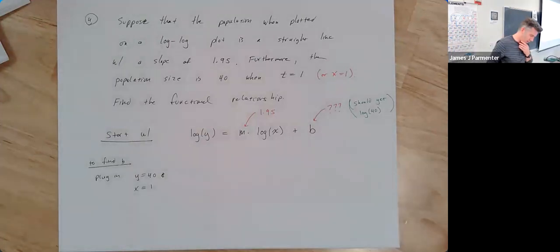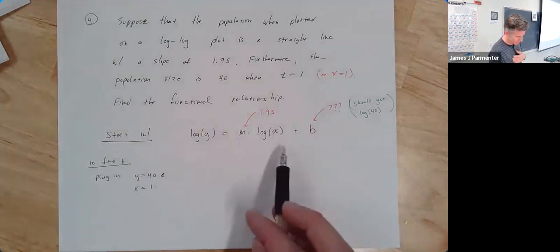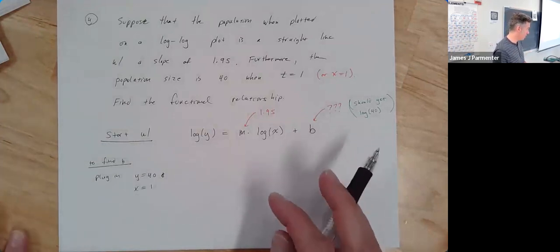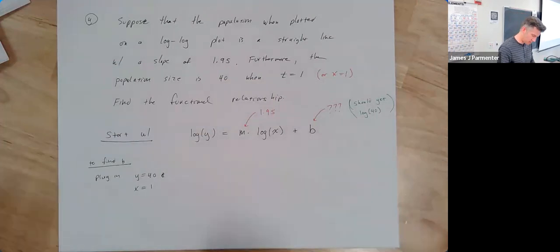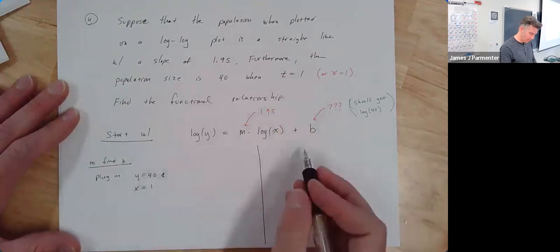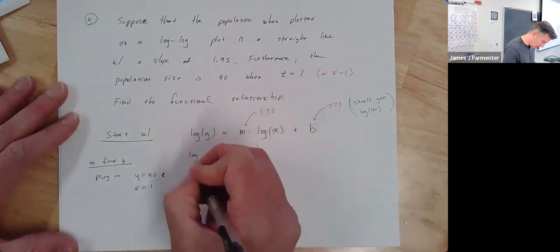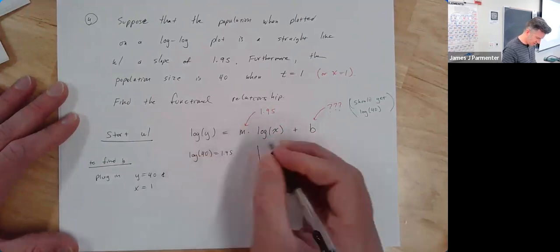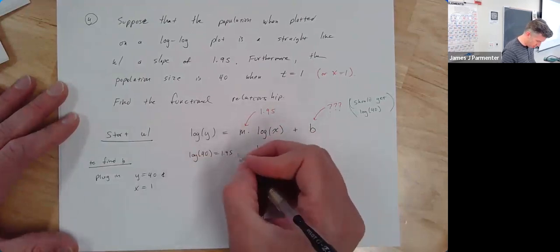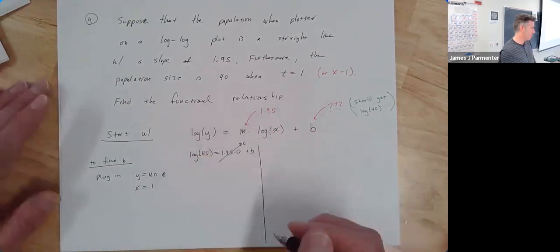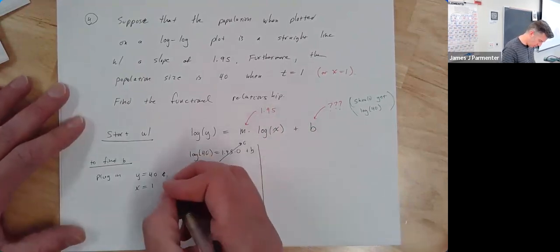All right, let's take a look. I will actually point out, you don't have to find B right away. You could totally wait till the end if you wanted to. I'll show you both ways. One way would be to just plug in 40 for Y and 1 for X. The log of 40 equals 1.95 times log of 1, which is 0, plus B. So then B is log of 40. So then you can do the usual work.